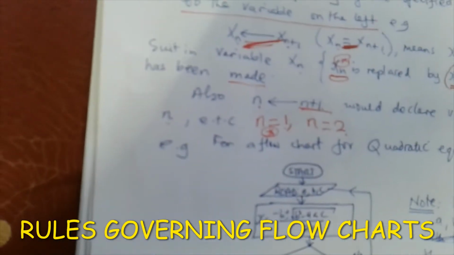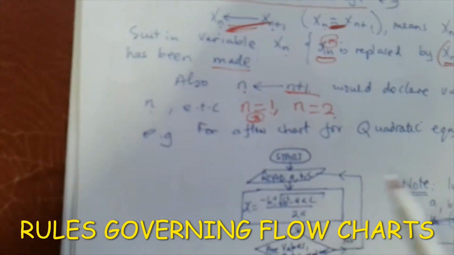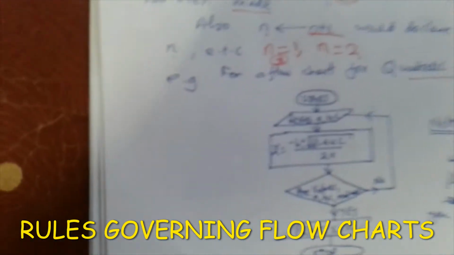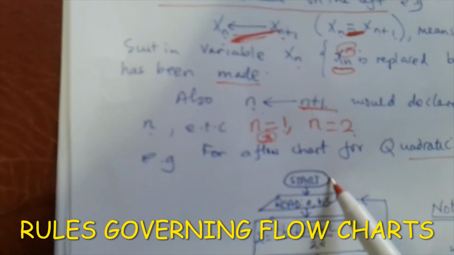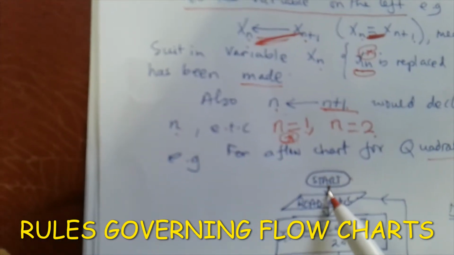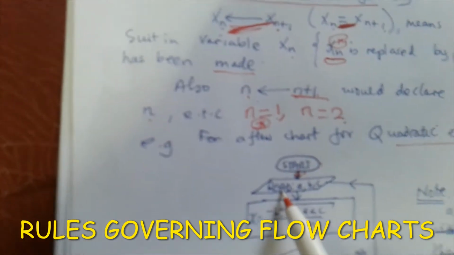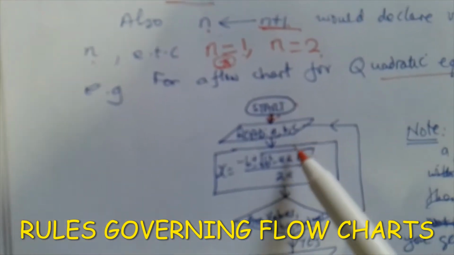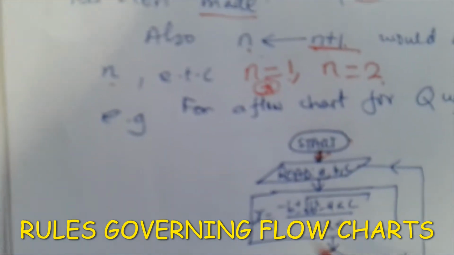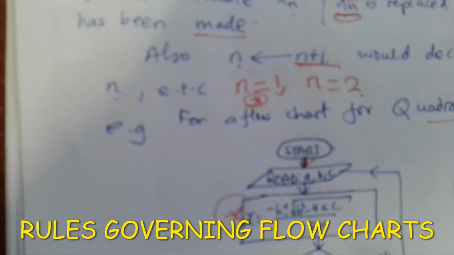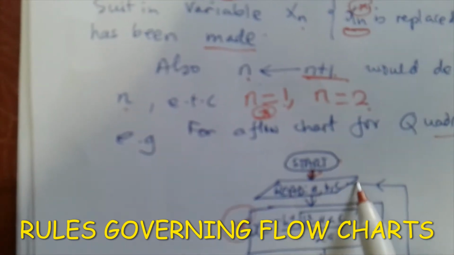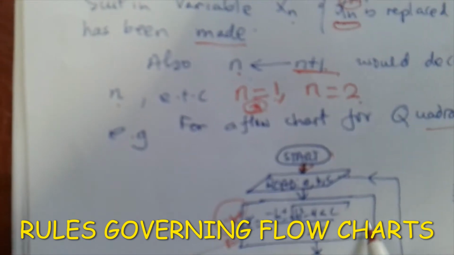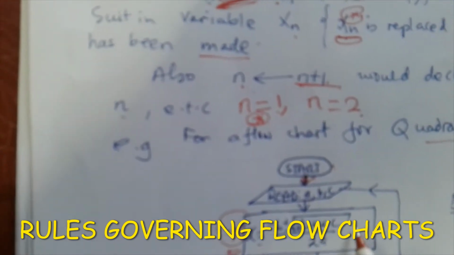For instance, if you have a flowchart to solve quadratic equations whose roots are real, then you start, connect with this connecting line, then you read coefficients a, b, and c. After reading these coefficients, substitute them in the formula. So you can see, read a, b, c in the formula, which is rectangular. That means we have used a proper symbol. The formula, substitute.